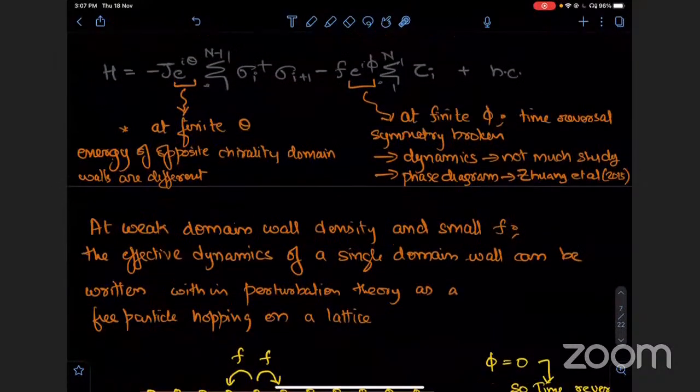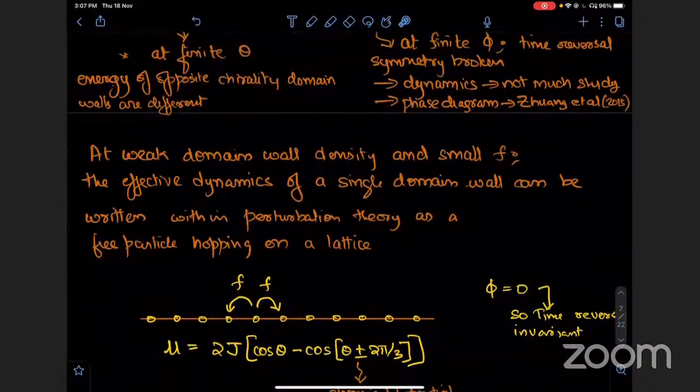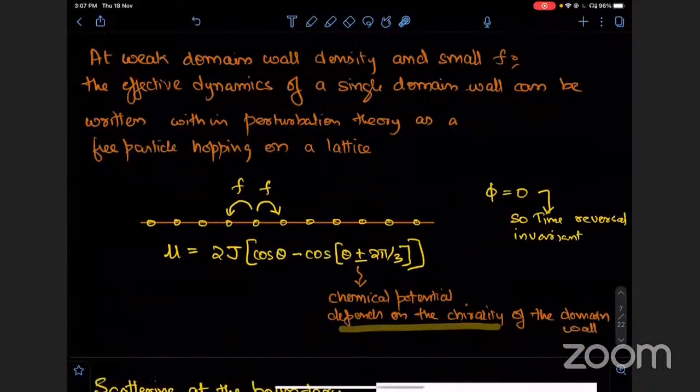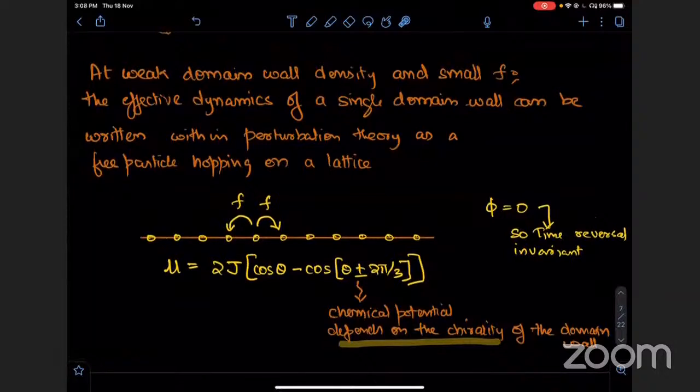Okay, now that we know the domain wall flavors of the model, I'll present the effective picture of domain wall dynamics at weak densities. At weak domain wall density and small f, it turns out that the effective dynamics of a single domain wall can be written within perturbation theory as a free particle hopping on a lattice. The effective hopping parameter is then the transverse field term f, and the chemical potential of the domain wall particle is given by theta.